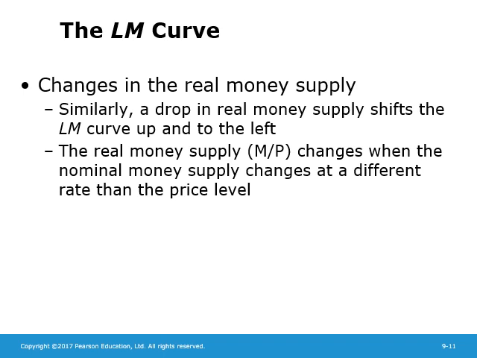For example, if M more than doubled, while P only doubled, what happened to the real money supply? It will increase because here the effect of M is higher. So when both M and P change, we have to know which effect is greater, by how much M and P change, to decide on the final effect on the real money supply.